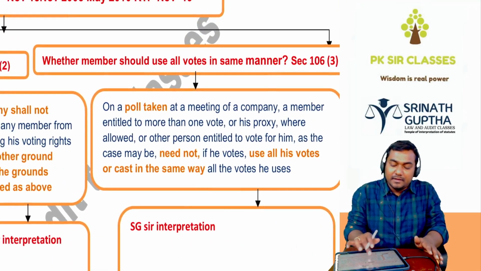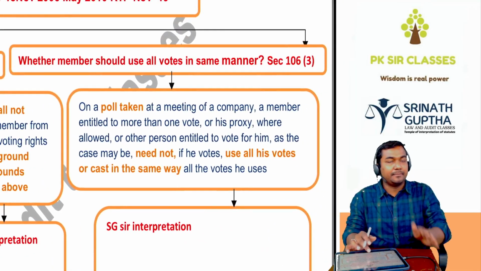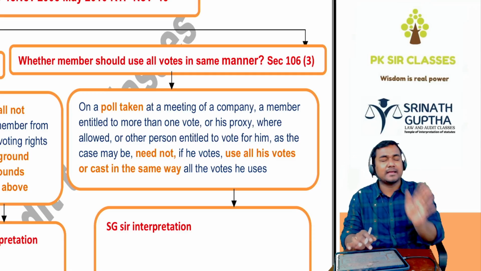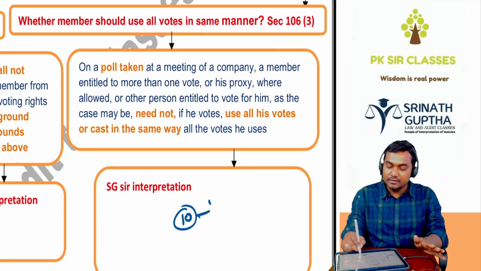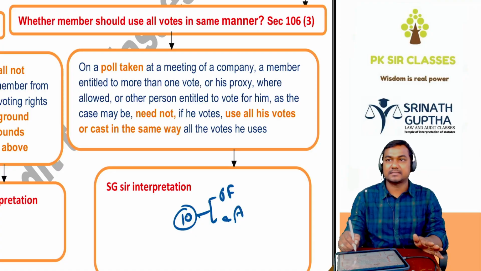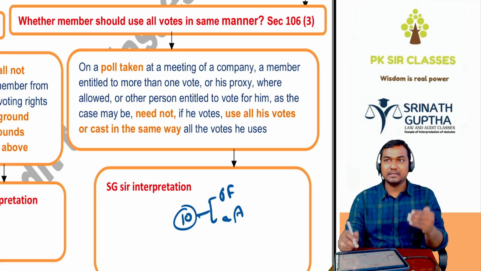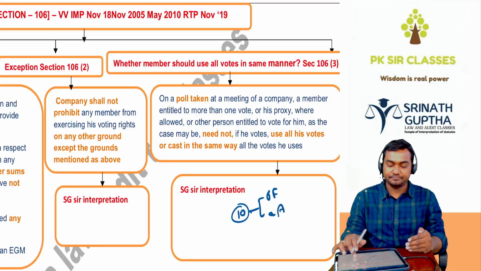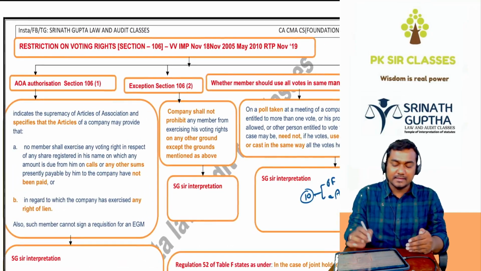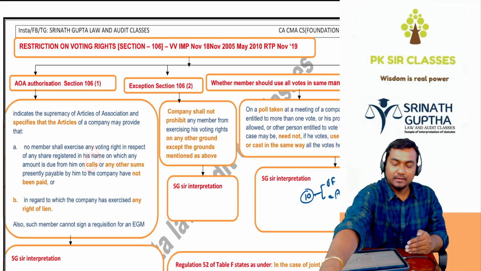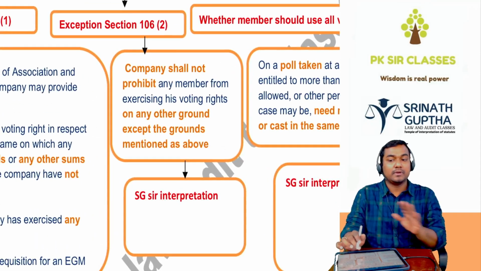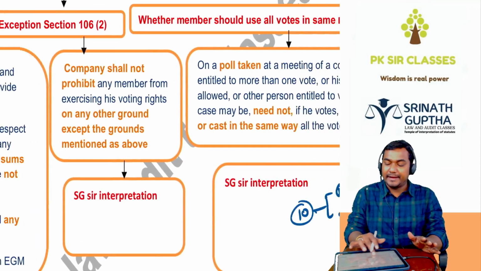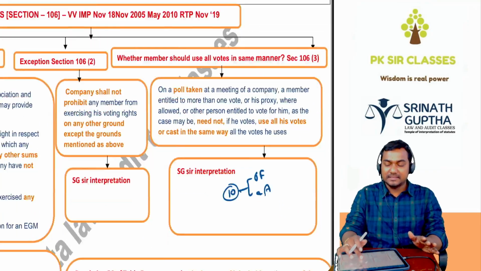And whether a member can use all the votes in the same manner. For example, Pragya is a member of the company. Pragya has 10 votes in the poll. Can she use 6 votes in favor and 4 votes against? Answer is yes. A member need not use all the votes in the same manner. He can use a few votes in favor and a few votes against, as per section 106(3). So in 106(1), the company can restrict the voting rights for non-payment of the calls, non-payment of any other sum due to the company, and when the company exercises the right of lien. The company should not restrict the voting rights for any other reasons, and a member need not use all the votes in the same manner.